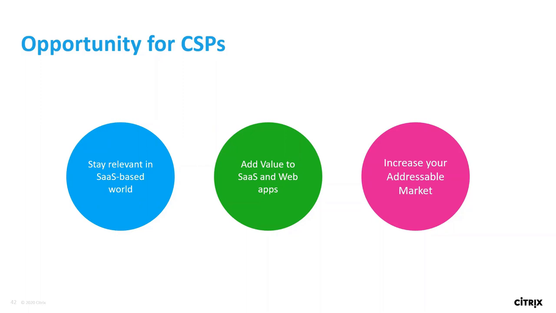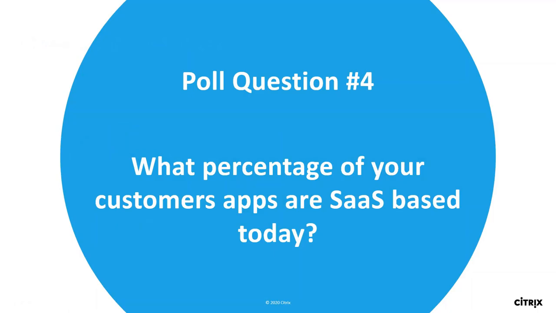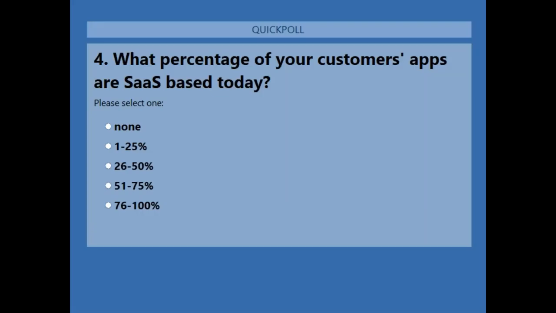So before I jump into the demo, I believe we have a poll. All right, so we have another poll on your screen. What percentage of your customers' apps are SaaS-based today? And this is just an estimate: none, up to 25%, between 25 and 50, 50 to 75, or 75 to 100%. We'll give you a few more seconds to answer.